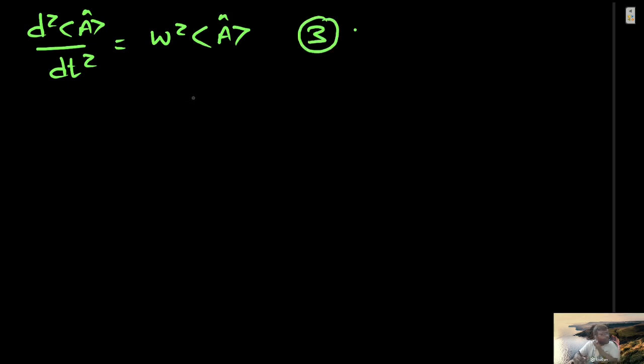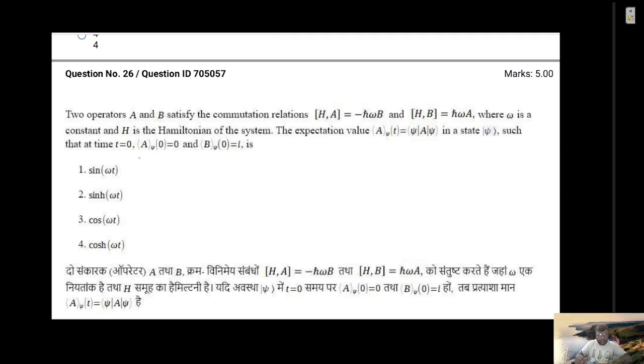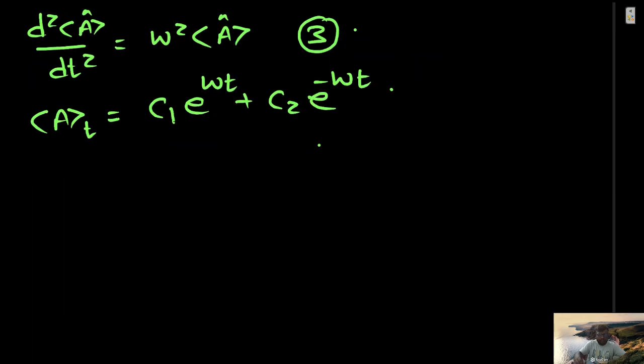We all are aware of the solution of this differential equation, which we have solved in our mathematical physics. So the solution of this differential equation is C1 e to the power ωt plus C2 e to the power minus ωt. In the given problem, you have been given the expectation value of A in state psi at time t equal to 0. We will use this condition in our result. So we have C1 plus C2 is equal to 0. Let it be equation 4.